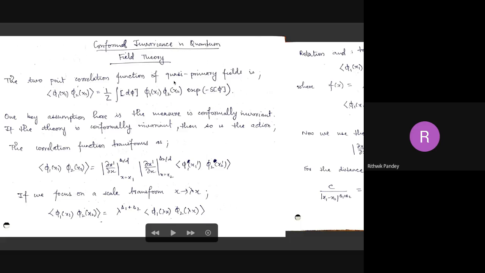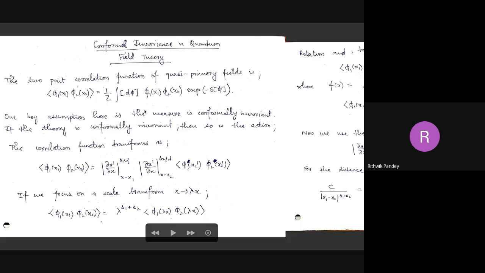One thing I forgot to mention is that for the scaling relation I described for the fields, like the Jacobian ∂x'/∂x to the power −Δ/d, the fields which transform in that way are known as quasi-primary fields. So we have the 2-point correlation function of quasi-primary fields here. This is the standard form for a correlation function. One key assumption here is that the measure is conformally invariant.